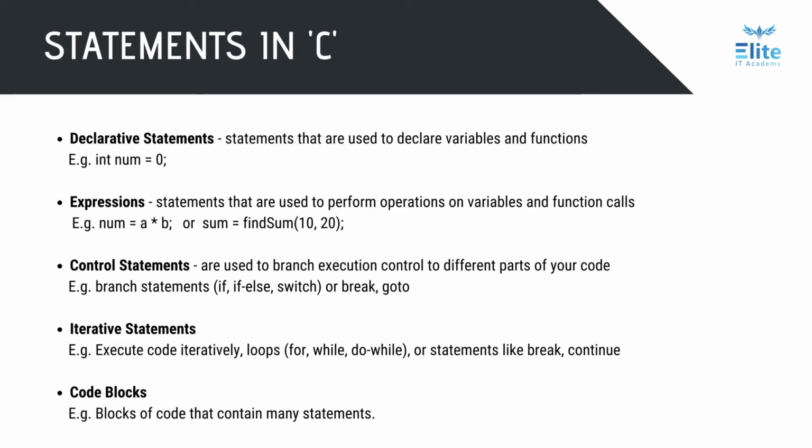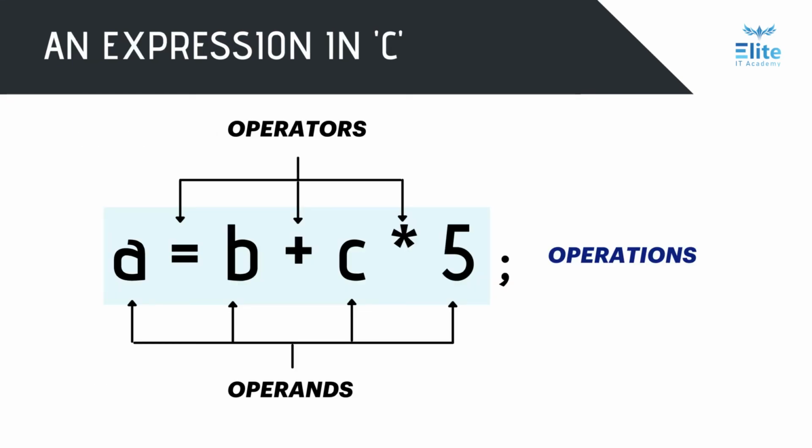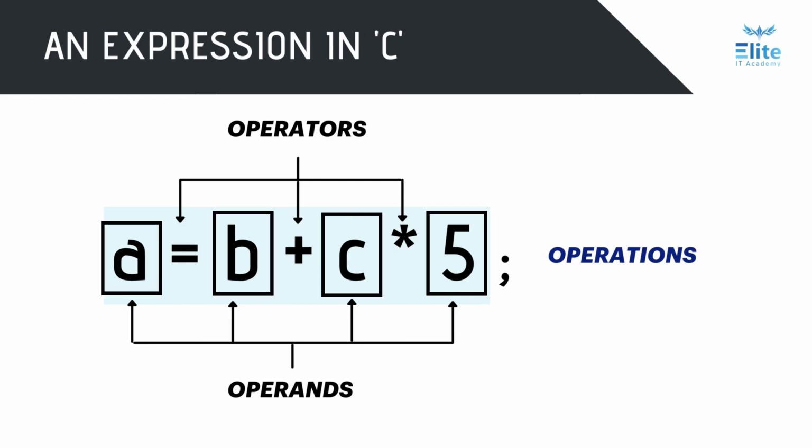In our last video, we explained how variables are declared using declarative statements. In this video, we will work with expressions. Now, an expression is a collection of operations. This expression contains three operations: multiplication, addition, and assignment. Each operation has operands, which are the data that the operator operates on.